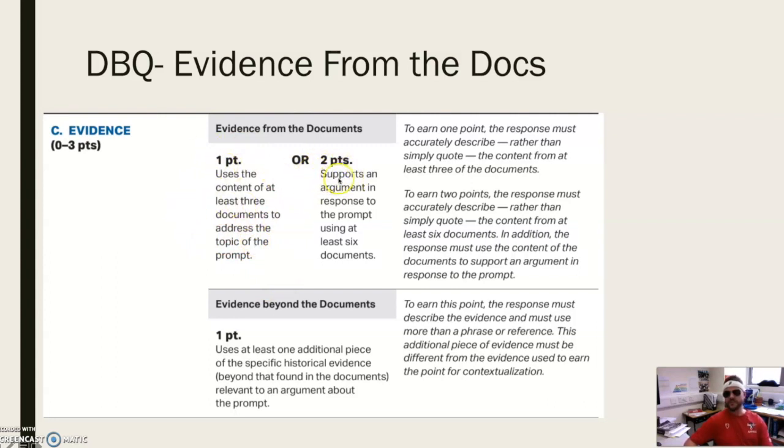So 2 points is supports an argument in response to the prompt using at least 6 documents. And so all you have to do to get 1 point is to just address 3 documents. Just bring them up, right? If you just use the content at all, you get 1 point. But if you want the 2 points, you need to support an argument in response to the prompt of at least 6 documents, all right? So that's what we want to do. We want to be able to support an argument with at least 6 of the documents. And so let's break that down a little bit.